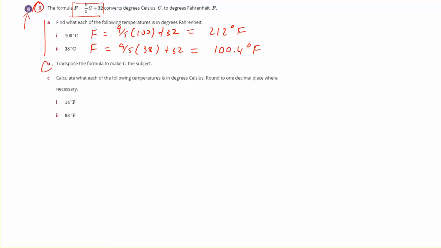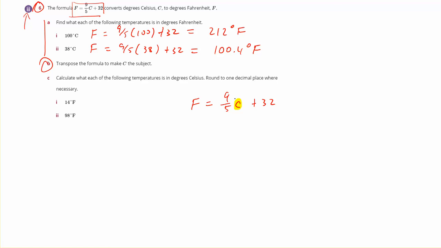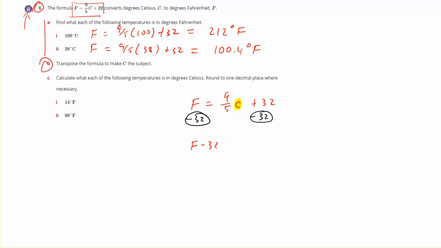Okay, so now you know 100 degrees Celsius is the same as 212 degrees Fahrenheit. Now part B is the more important part. We want to know how to transpose the formula to make C the subject. Transposing basically means rearranging. So we've got to get rid of all the attachments. C is multiplied by 9 over 5 and 32 is added to it, so we've got to get rid of the 32 first. So I get F minus 32 equals, this disappears because we've undone it, 9 divided by 5 C.